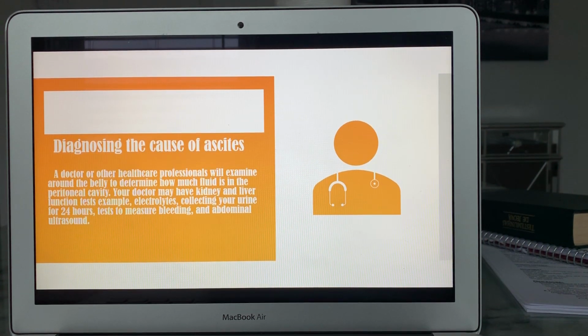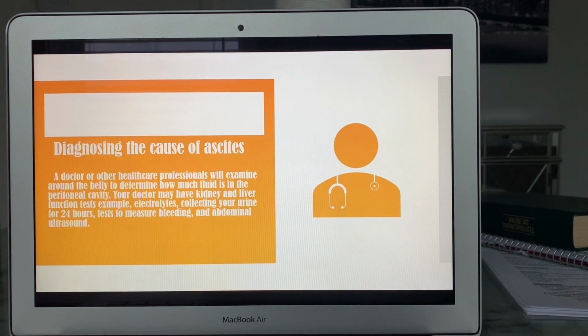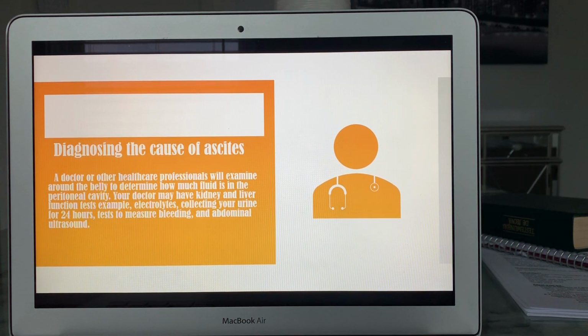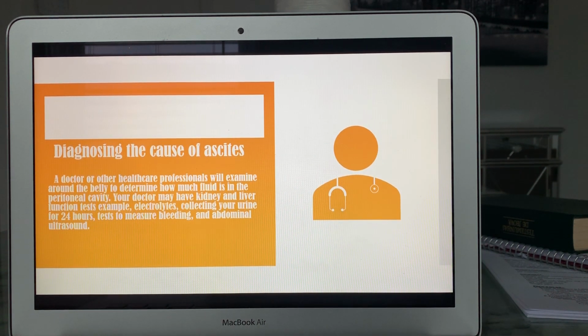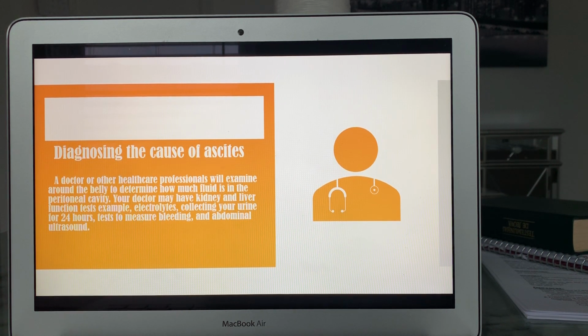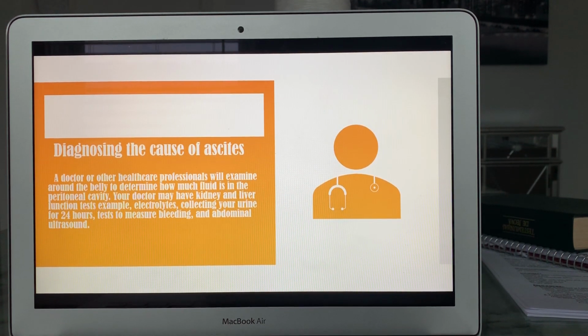Diagnosing the cause of ascites. A doctor or other healthcare professional will examine around the belly to determine how much fluid is in the peritoneal cavity. Your doctor may order kidney and liver function tests, electrolytes, collecting urine for 24 hours, and tests to measure bleeding, and an abdominal ultrasound.